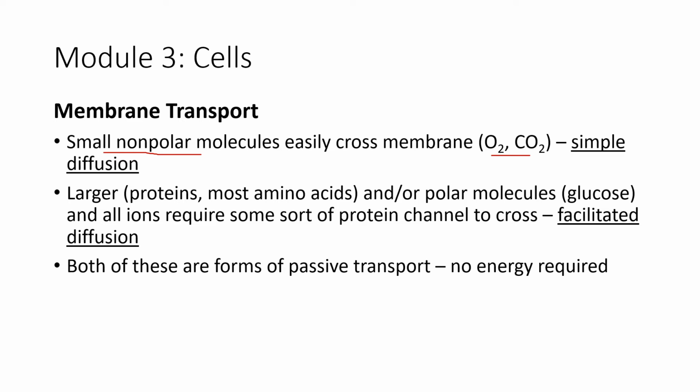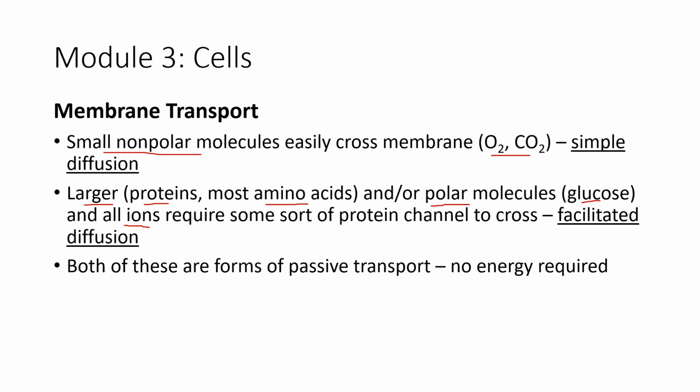Other things that are larger, like proteins and most amino acids, or they are polar, things like glucose. Remember I told you carbohydrates are polar. Well, they can't really get through that lipid part very well because they can't dissolve in the lipid. They're water soluble. So they need to have some sort of channel, a protein channel, in order to cross. The other thing that needs a protein channel are ions. Ions, remember, have a positive or a negative charge to them. They can't move through that lipid layer because they are not soluble in a lipid. They are soluble in water.